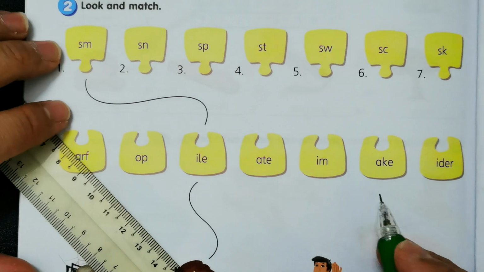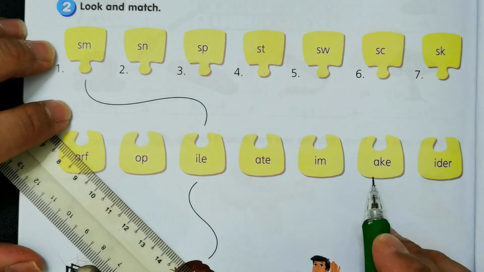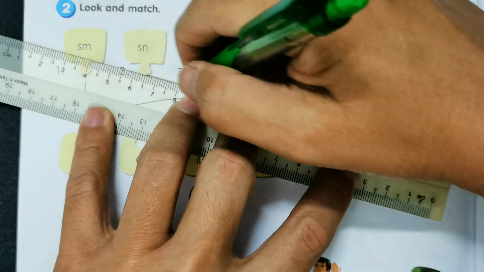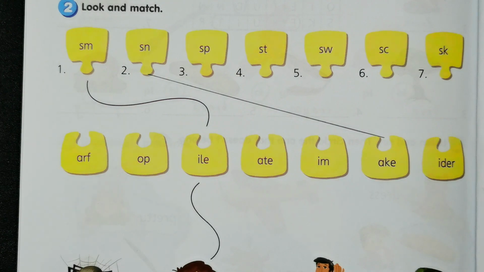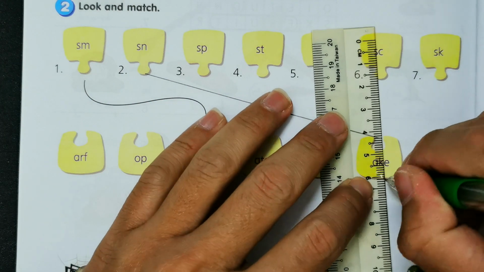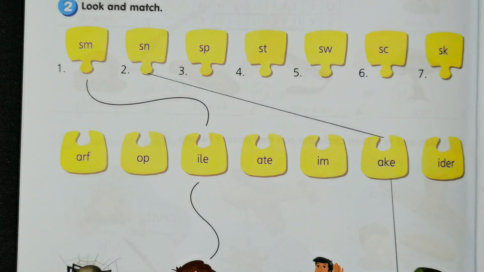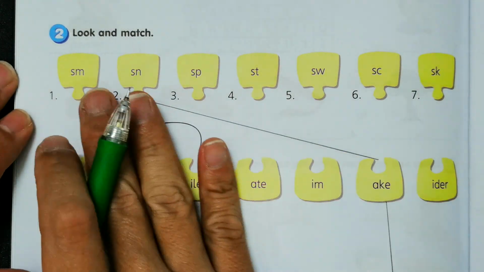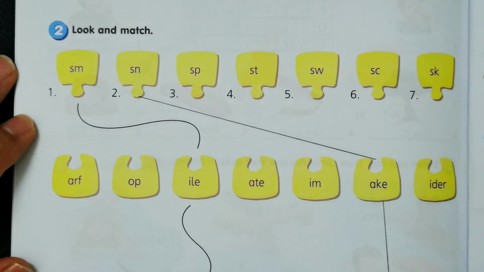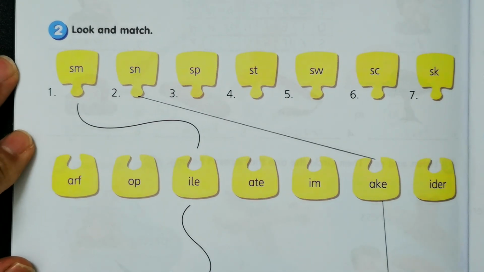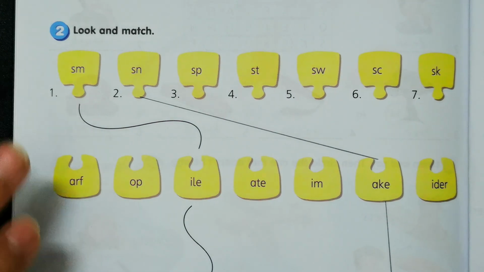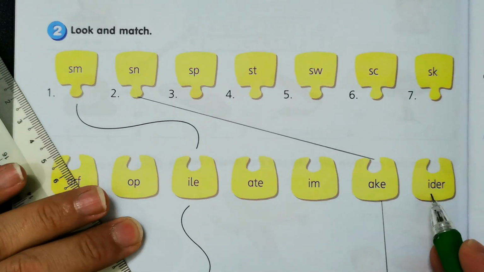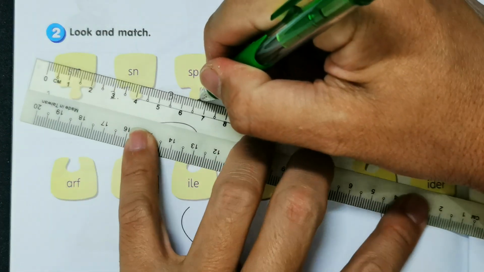So we have S-N-A-K-E. So snake. And then which is here, snake. Okay, maybe I just concentrate on this part here. So later I will match them according to the pictures. So number 2 is snake. And then we have number 3, spider. S-P-I-D-E-R. So spider.